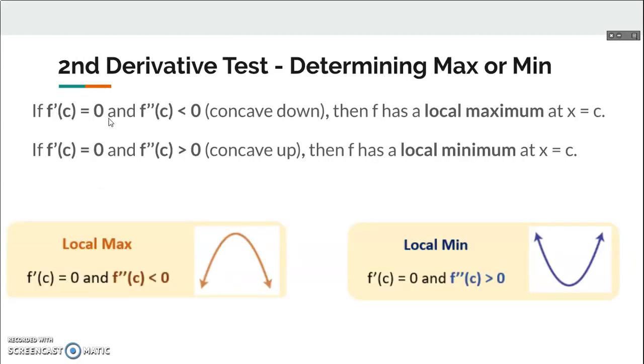If the first derivative is 0, then instead of checking to see if the first derivative changes signs, just look at the second derivative. If the second derivative is negative, that means your function is concave down, which would mean you're at a maximum. And then if your second derivative is positive, then you're at a minimum.